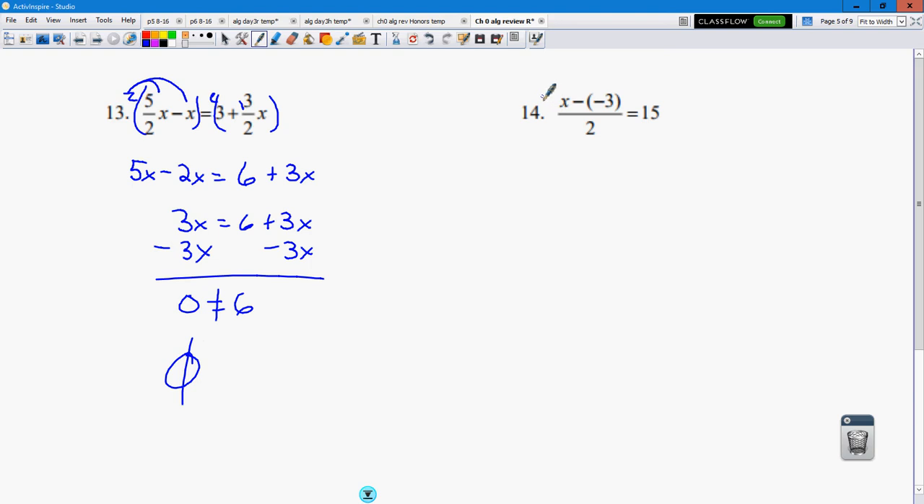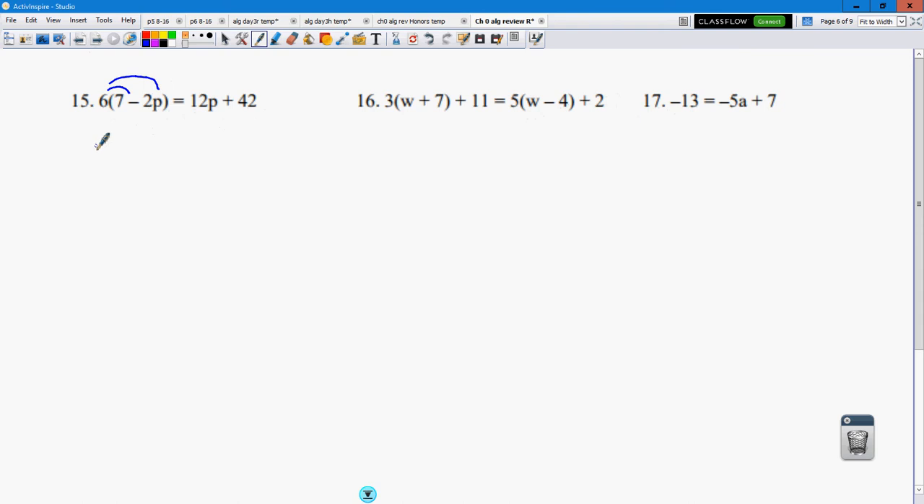I see a fraction. I'm going to multiply by 2 on both sides. The 2's are going to cancel out here, leaving me x. A minus a negative is going to become plus 3. And 15 times 2 is 30. If I subtract 3 from both sides, I get x is equal to 27.